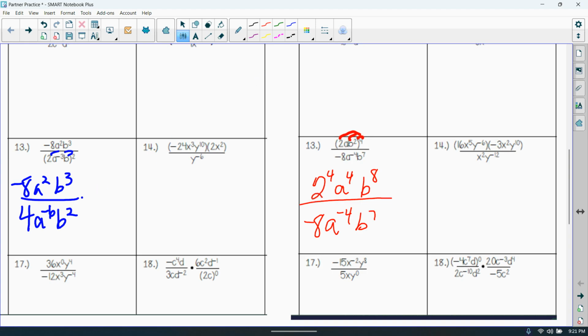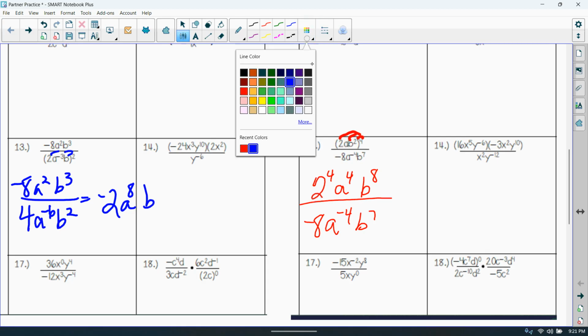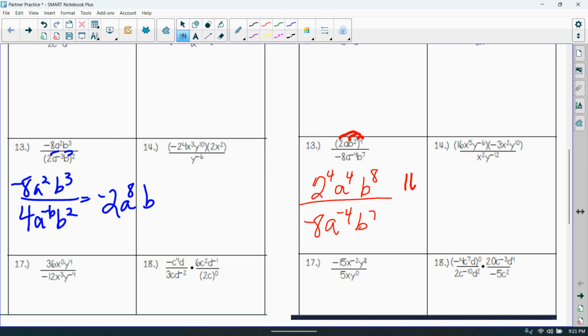Then you're going to reduce to negative 2. But this is 2 minus the negative 6, that's going to be A to the 8th. And B, that's still going to be just B. And here, this turns into 16 over negative 8, and that's A to the 4th.